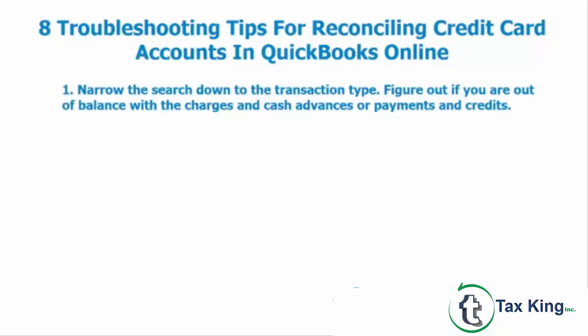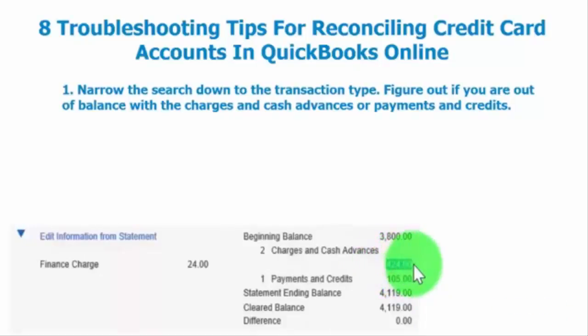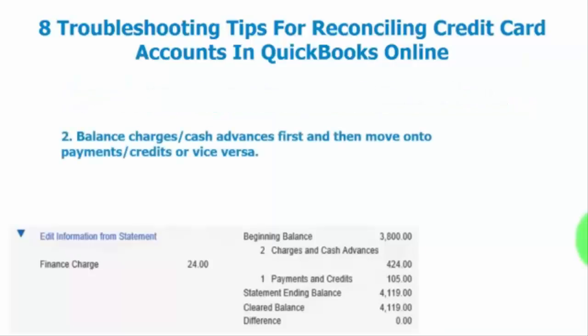So just as we talked about a few minutes ago, you want to make sure that the total that's in QuickBooks matches with your credit card statement, and you want to determine if the out of balance is with charges and cash advances or with payments and credits. Now, if you happen to be out of balance for both charges, cash advances, and payments and credits, then tackle them separately. So in other words, balance your charges and cash advances first, and then move on to the payments and credits, or vice versa.